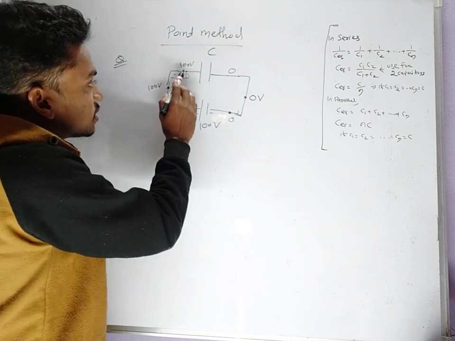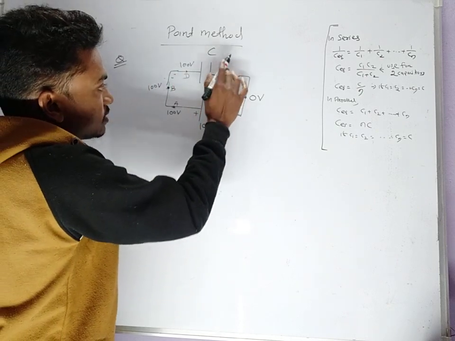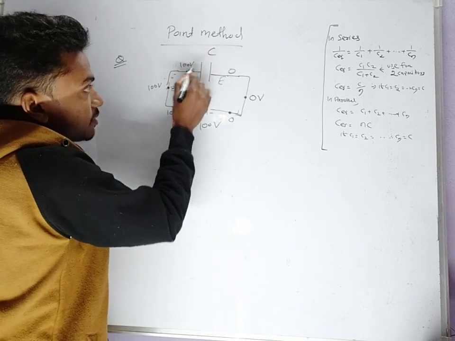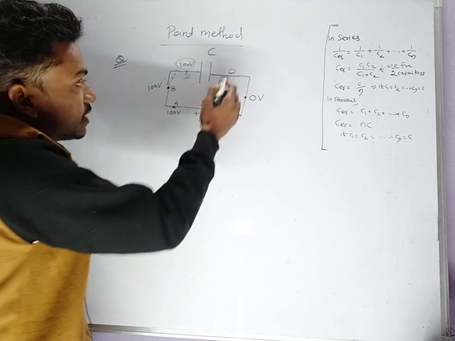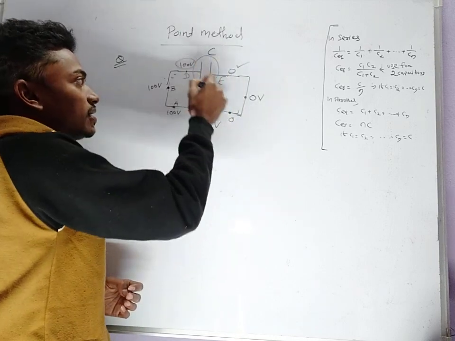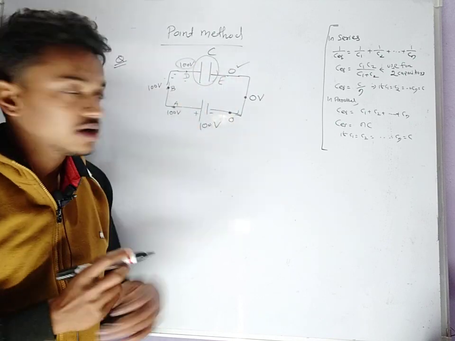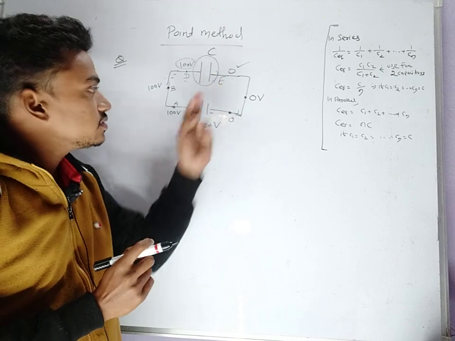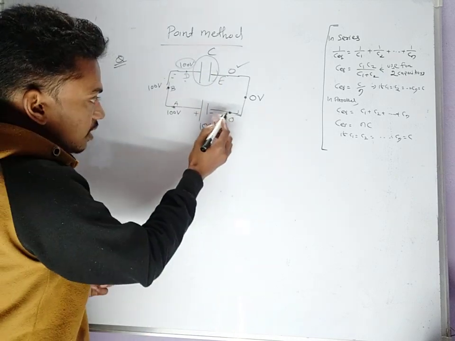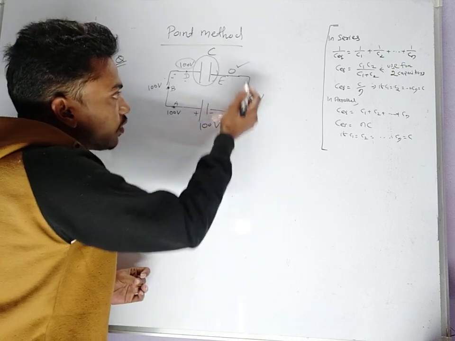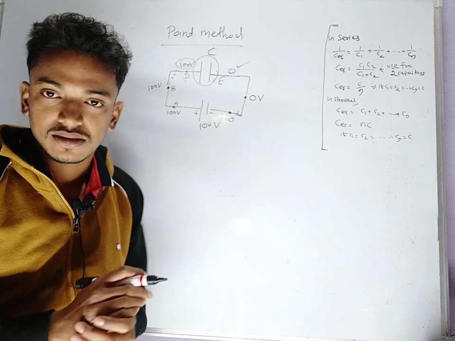Now going from D to, suppose this point is E, the potential changes. Here the potential is 100 volt, here the potential is 0 volt, so the potential changes because there is an element between D and E. So the potential drops from 100 volt to 0 volt here. Similarly, the potential at this and this and this are all the same because there is no element, only a single wire is connected.